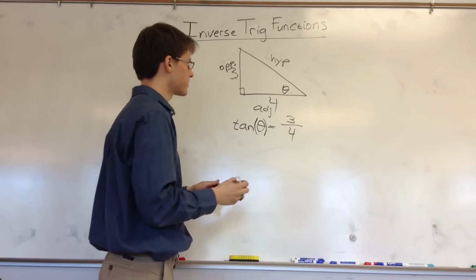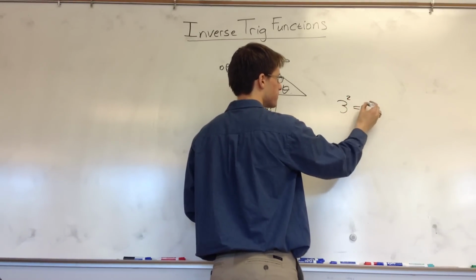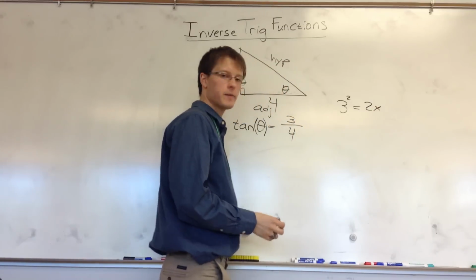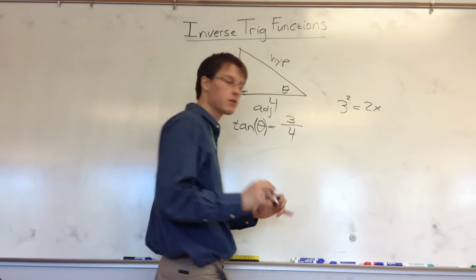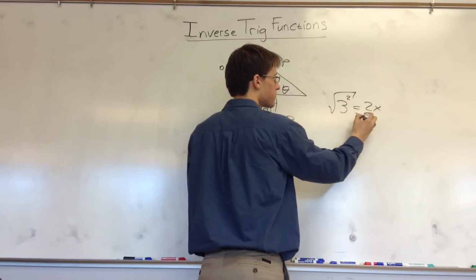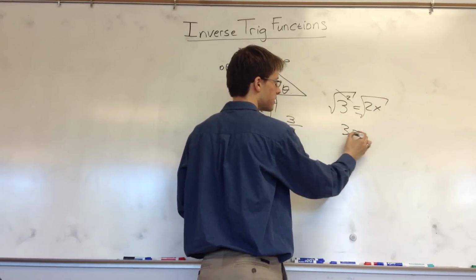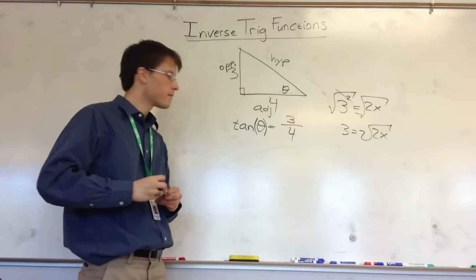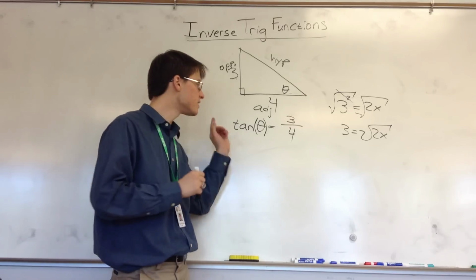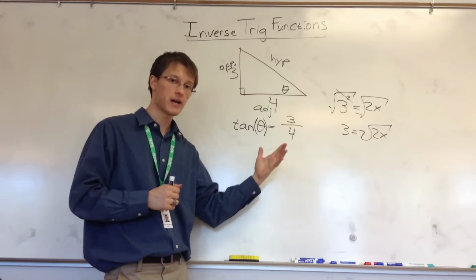Okay? It's very similar to how if you have 3 squared equals 2x, you can't divide by the squared to get rid of it. You have to do a special operation called a square root. And you have to do it to both sides. And when you do that, that gets rid of the square, and you're left with 3 equals the square root of 2x. Similarly, there's a special operation that undoes trigonometric functions. Like the square root, you have to do it to both sides.